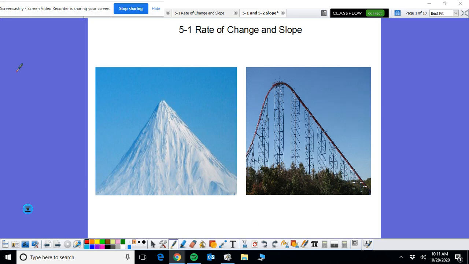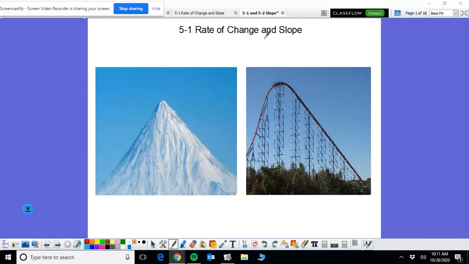This is probably one of the most important chapters this year. It's on a topic that is central to Algebra 1, so make sure that you're listening because we will be using slope basically in almost every single chapter after this year. So you definitely want to make sure that you have a good foundation on slope. And slope is really derived from what we call rate of change.